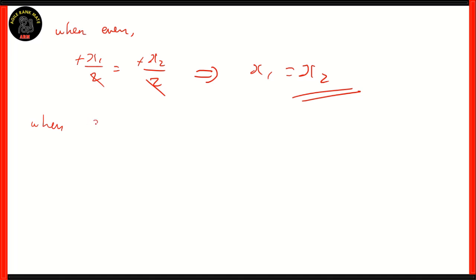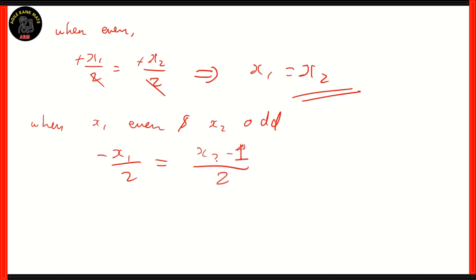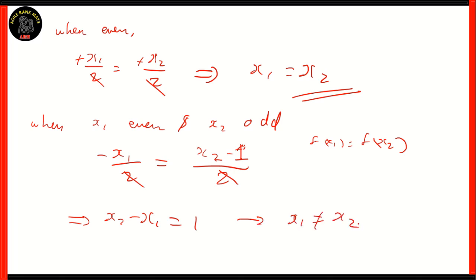Now what happens when x1 is even and x2 is odd? In this particular case, you would have minus x1 over 2 equals x2 minus 1 over 2. All right, this is considering f of x1 equals f of x2. So the 2 gets cancelled, obviously. However, we get x2 minus x1 equals 1. So basically, that means that x1 is not equal to x2.